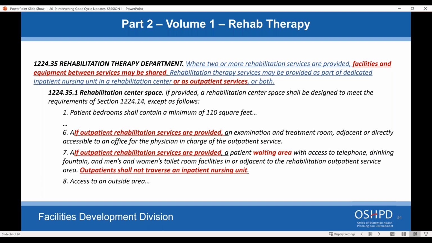And also, we made it clear that a lot of rehab hospitals do not have outpatient services, but it was always required that an exam room needed to be provided as well as an office for an outpatient physician. Now it says if outpatient rehab services are provided, then you have to provide that waiting room and that exam room and office. Okay, the only requirement is that outpatients shall not traverse an inpatient nursing unit.